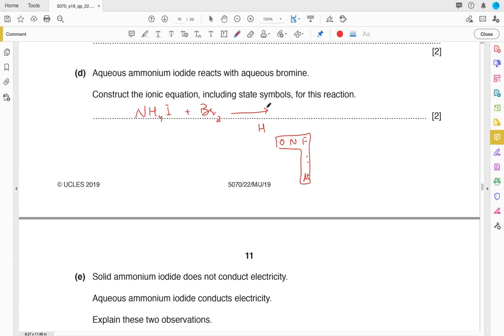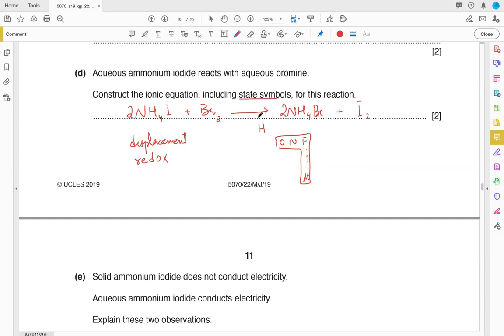So Br2 forms NH4Br. Why? Because this Br is going to displace. This is a displacement reaction. Many different names for this. This is displacement reaction. This is also redox reaction, okay? Because bromine is reducing and iodide is oxidized, all of that. Okay, so NH4Br plus I2. Iodine again is going to exist as a diatomic molecule, so we'll balance it out. So 2 here, and it's balanced. So that's the equation that we have to give.